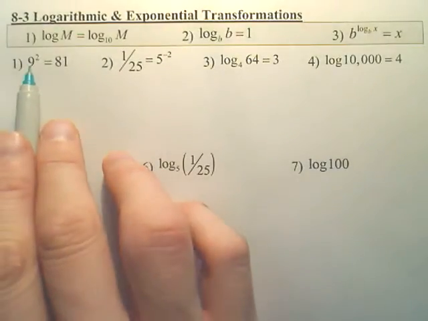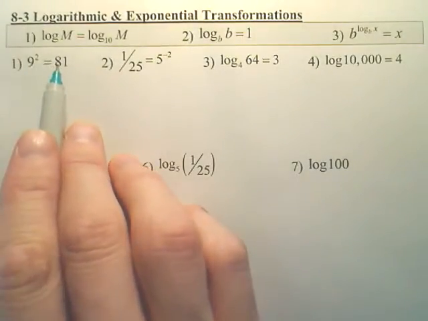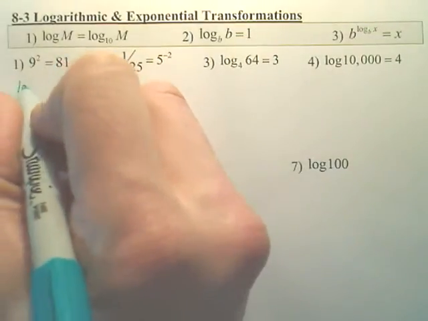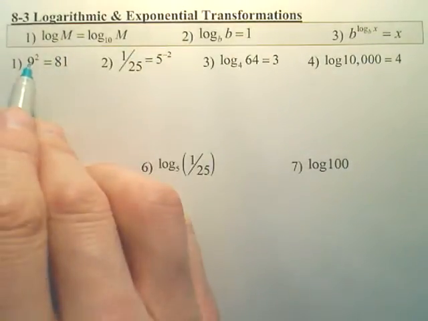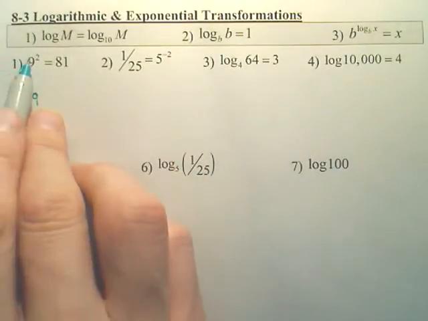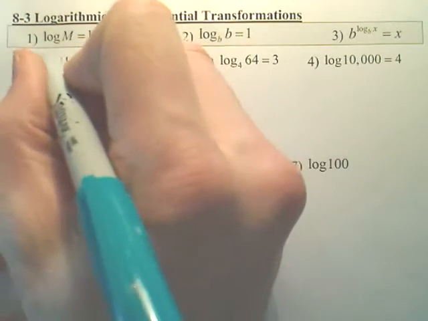Okay. 9 squared equals 81. I want to write this as a log. In order to write it as a log, you write the word log. That base of the exponent becomes the base of my log. So I wrote the word log in front. And then I switched these two numbers.